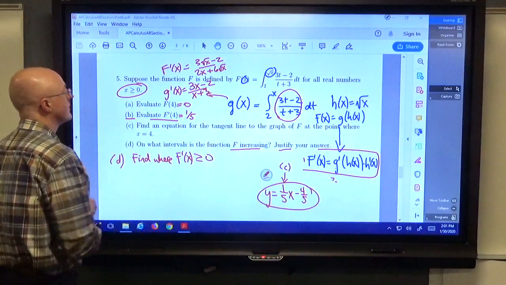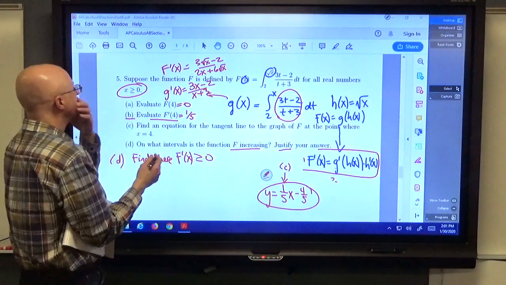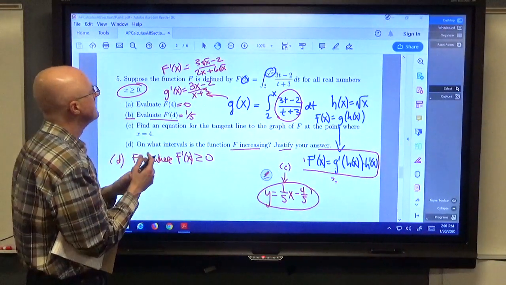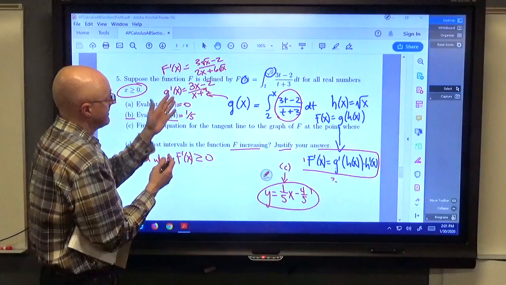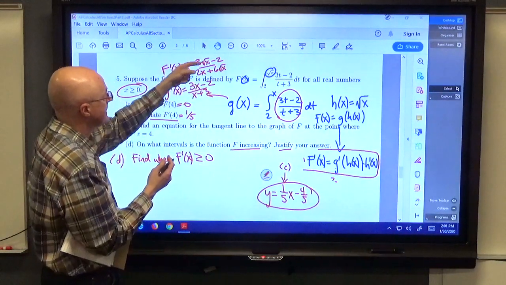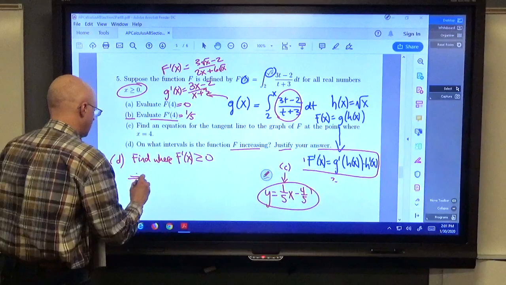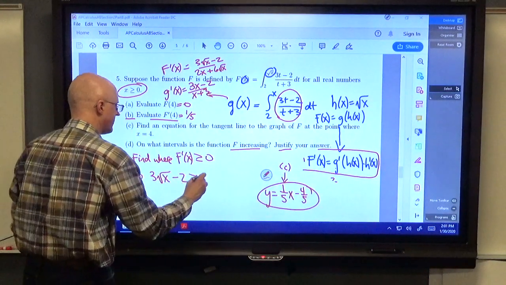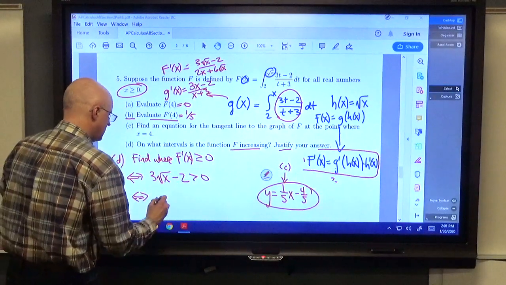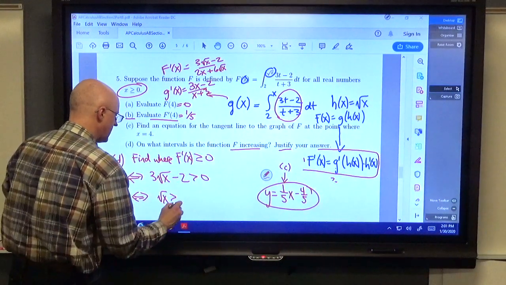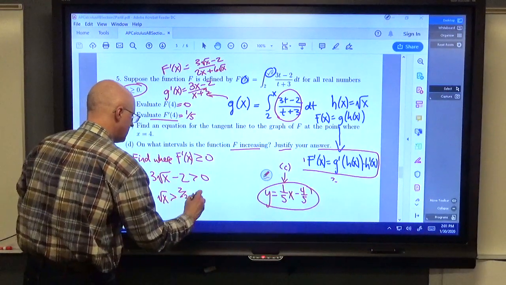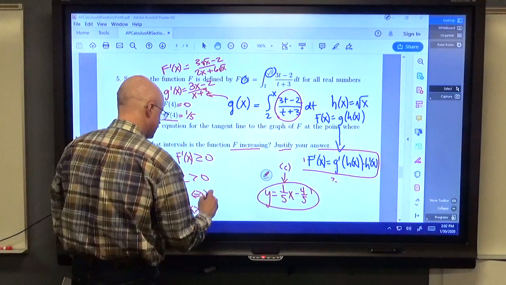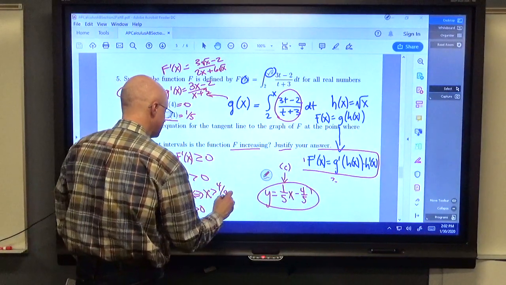So where is that positive when x is greater than or equal to 0? Actually, it's undefined when x is 0. There's actually a vertical tangent to the original function's graph there. When x is strictly positive, the bottom's positive, so the only thing you have to worry about is the top, the numerator. That's equivalent to 3 square root of x minus 2 being greater than 0, which is equivalent to square root of x being greater than 2/3. Since x is positive, that's equivalent to x itself being greater than 4/9.